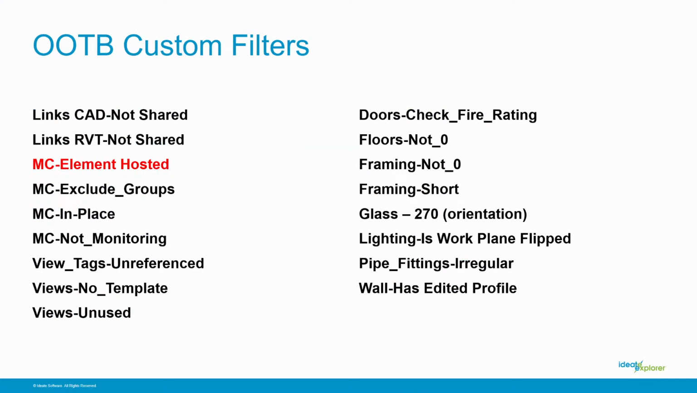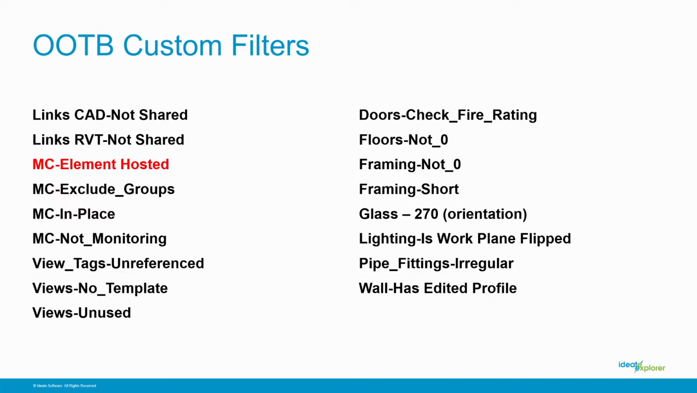parameter values. These are some of the out-of-box custom filters that we've created. You can easily have the link of Revit files that are not shared. You can see that list. You can easily tell if you pick that filter, you can tell the Revit files that are in your model that are not shared. You can check if the element is hosted or not hosted, if it lost its hosting.